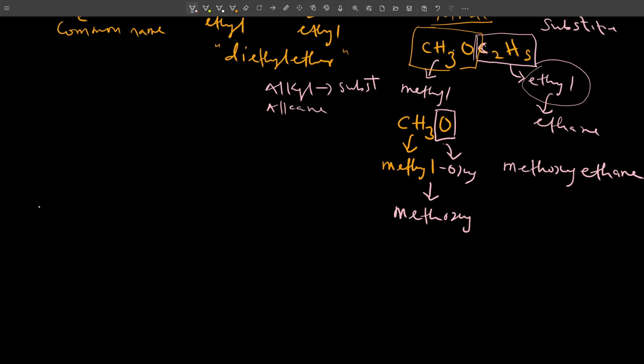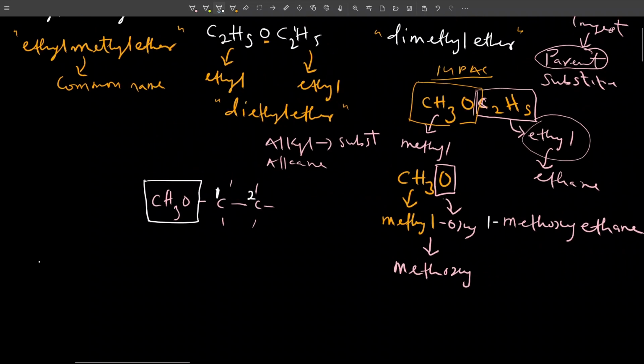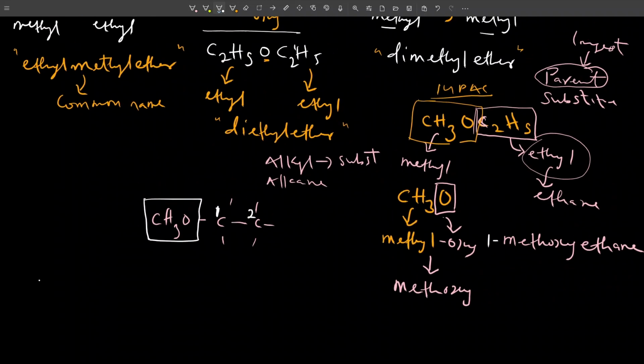If I draw this compound, something like this: CH3O attached to C2H5. So this part is the parent, right? Where's the first carbon here? The first carbon always comes from the oxy group. So this is the first carbon, and this is the second carbon in the parent chain. You can see that the substituent here, methoxy, is attached to the first carbon. So we say this is 1-methoxyethane.